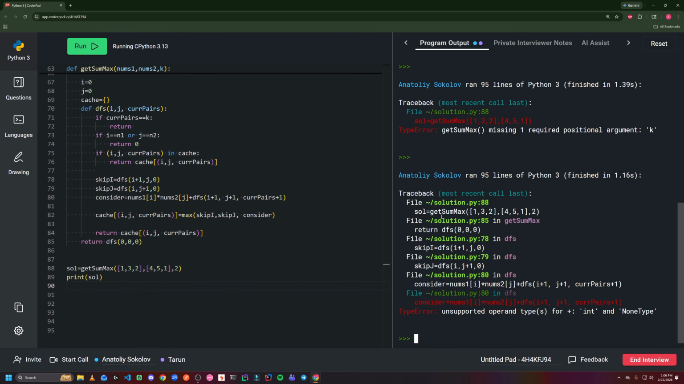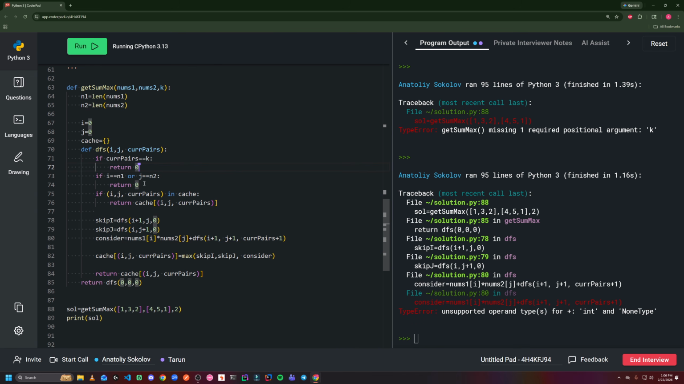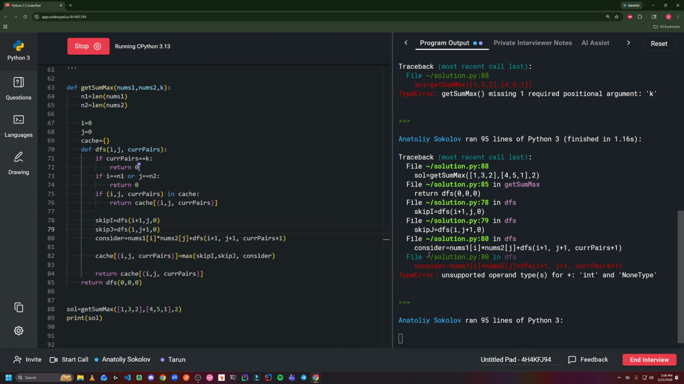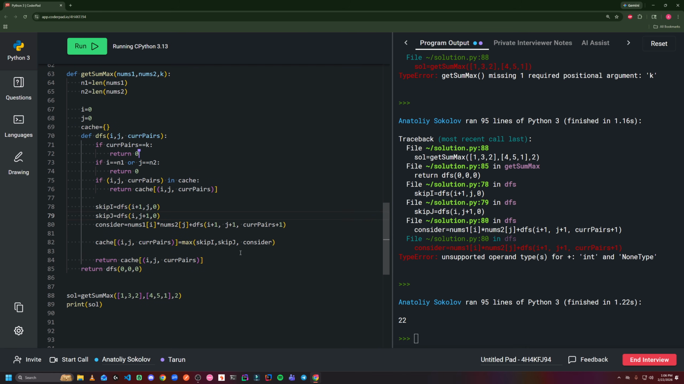Oh, so it says, I see, file DFS unsupported for type. So the error is here on this line, just hit it right here. So if current pairs is... Oh, okay, oh yeah. You never returned. That's probably why. Let's see if that worked. Okay, yeah. It looks like you got something now.